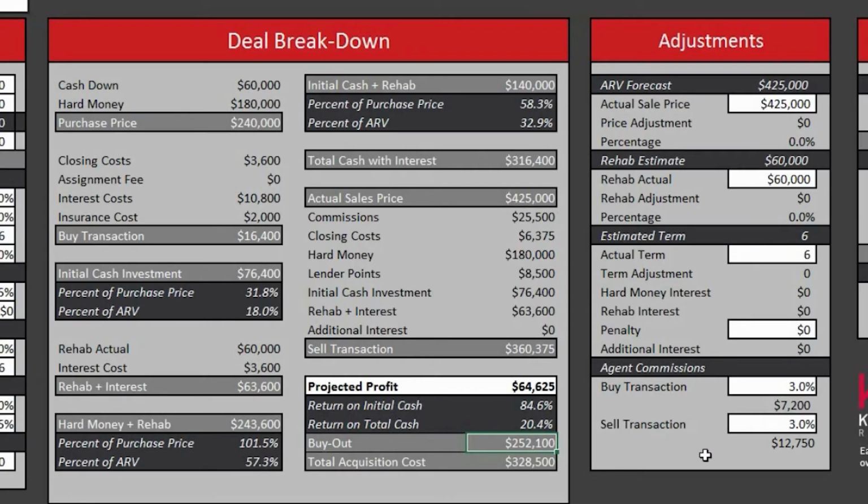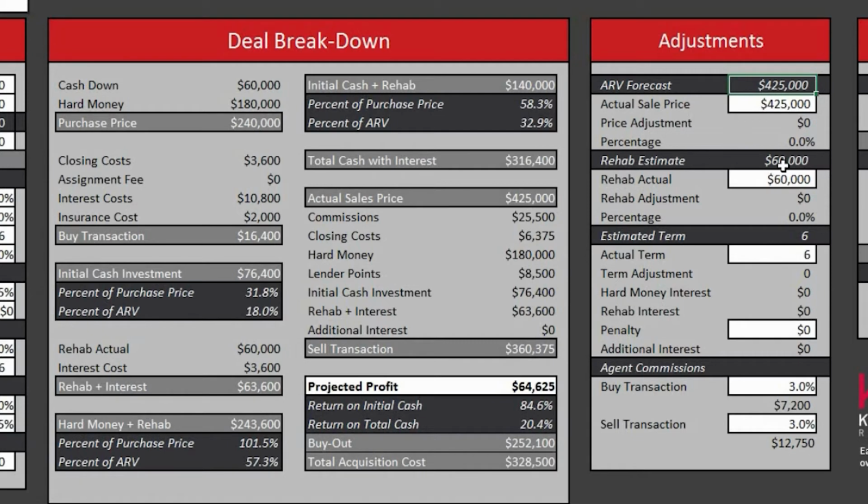Okay, now all of this is great if it works this way. But the two areas that most people are going to underestimate or overestimate is going to be this ARV. They're going to anticipate being able to sell it for one number, and when they get all this work done, they find out that it's a different number, usually lower. And then the other is on the rehab.